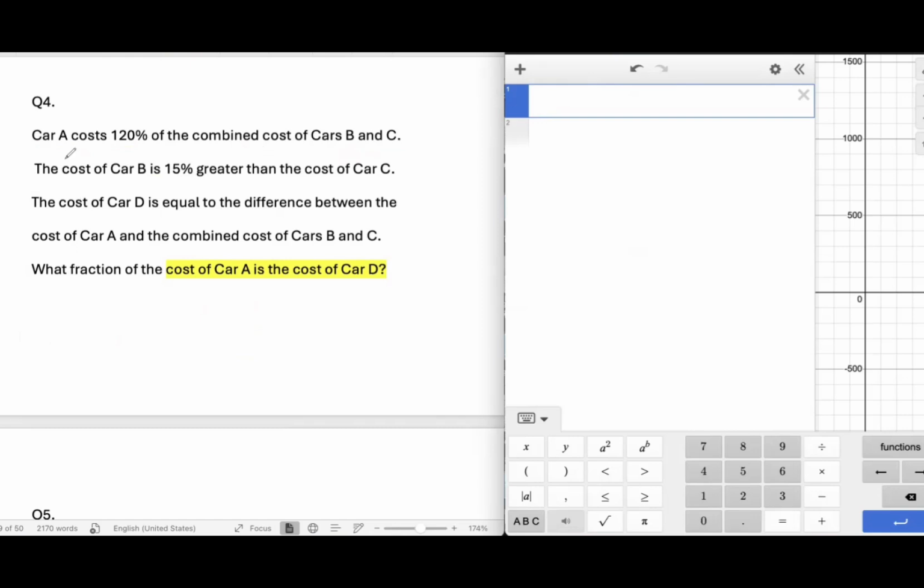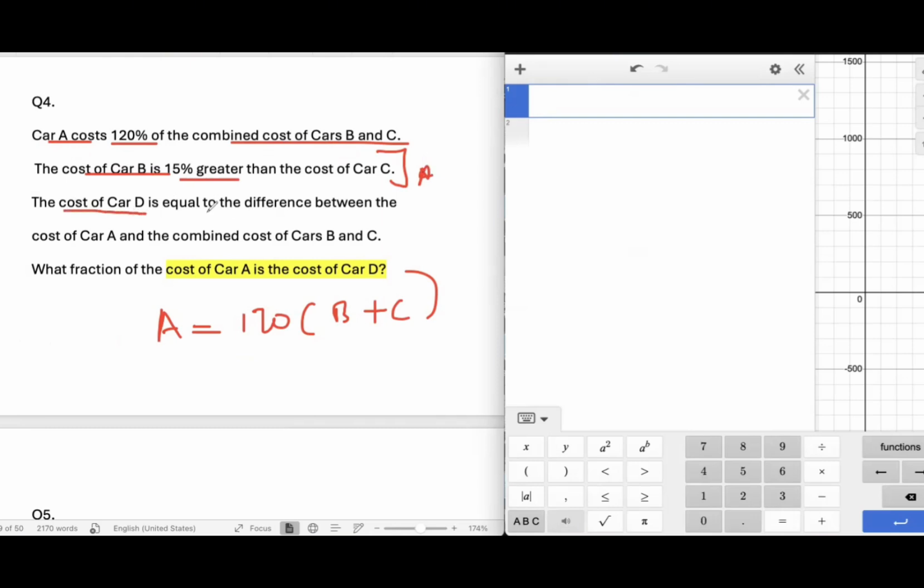Question 4 is a percentage question. Can A cost 120% of the combined cost of B and C? So A is what? 120%. I put 120% here, B plus C. They said the cost of B is 15% greater than the cost of A. This, we have to hold on to. It's just telling you the relationship. It doesn't tell you what you need to do with it.